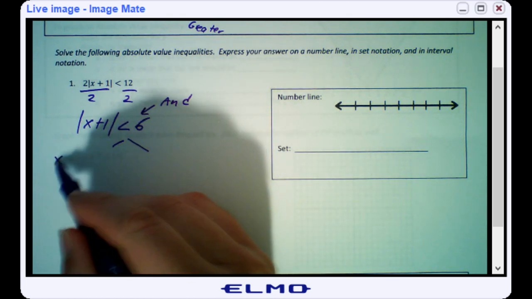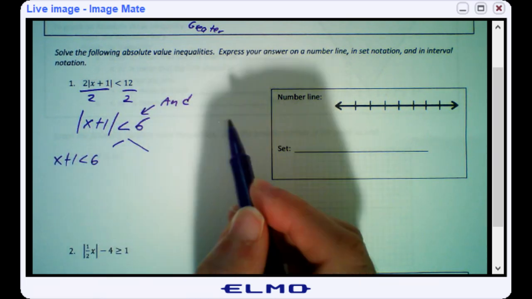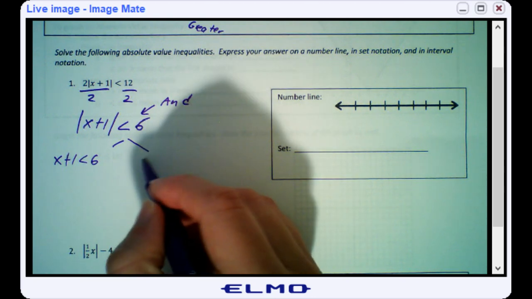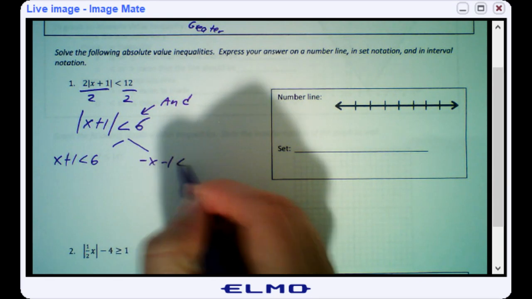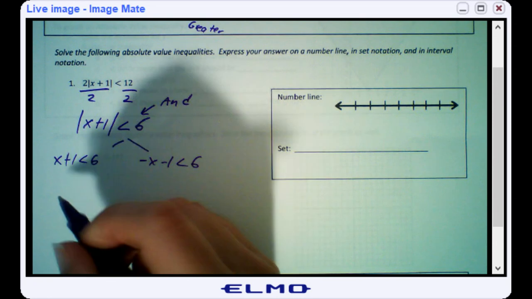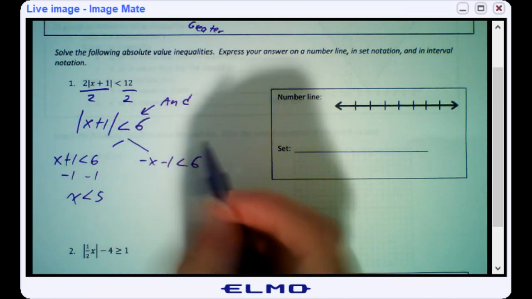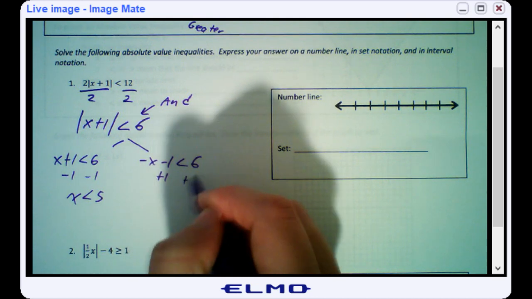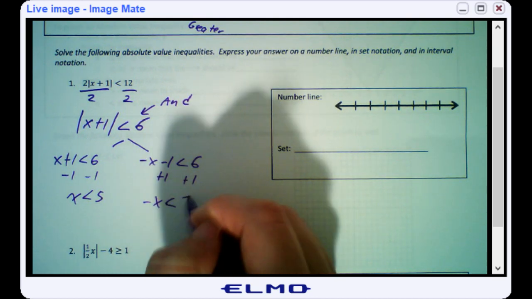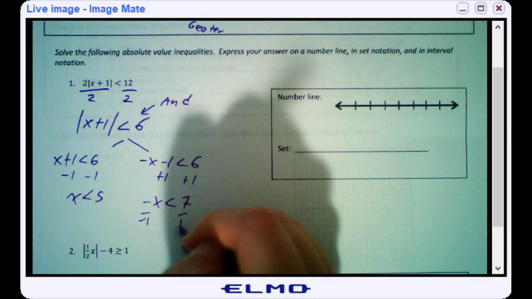My normal side, x plus 1, is less than 6. And then my opposite side, negative x minus 1, is less than 6. We're going to solve, so for the left, I subtract 1, x is less than 5. For the right, I'm going to add 1, negative x is less than 7, and divide by negative 1. So x is greater than negative 7.